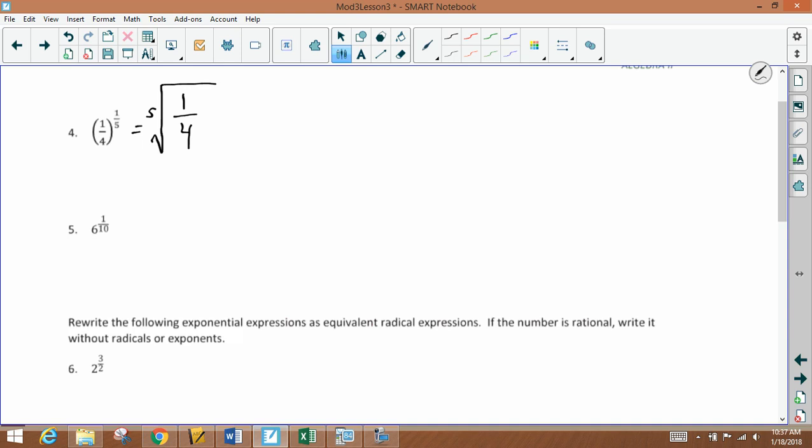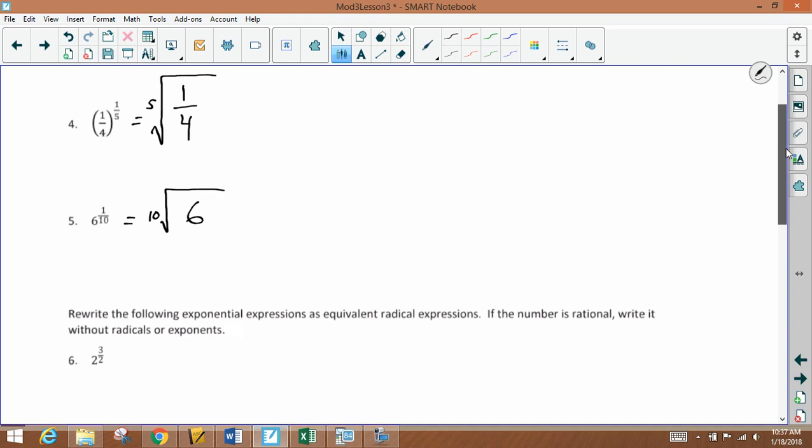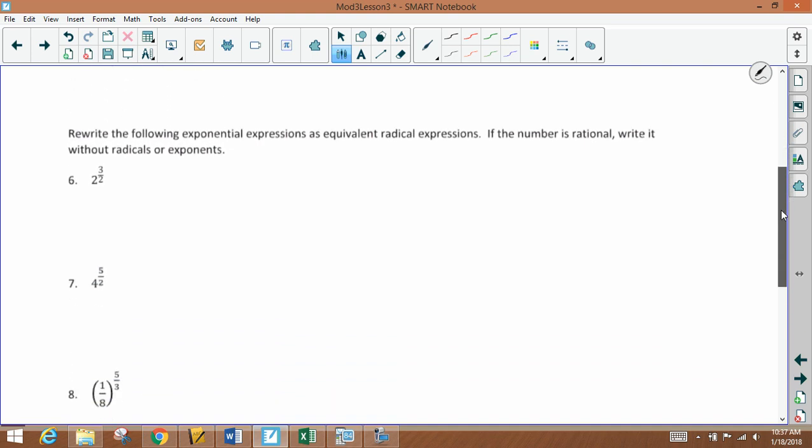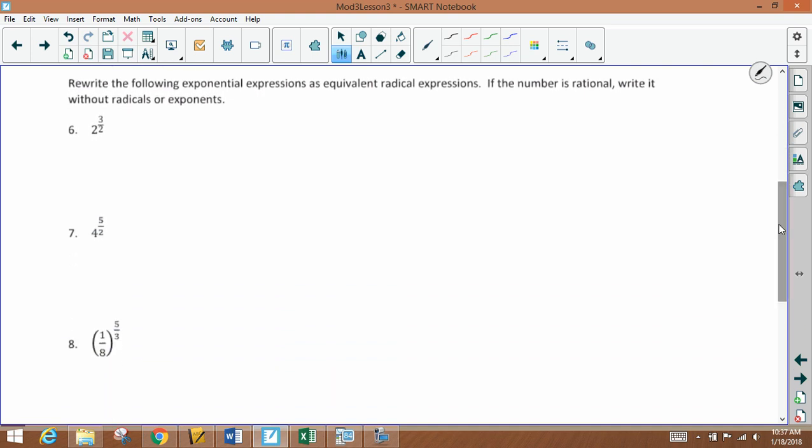All right. And this one, the 10th root of 6. And I think you're seeing the pattern, right? And now we'll get to answering your question. What happens when there's not a 1 in your numerator, right?